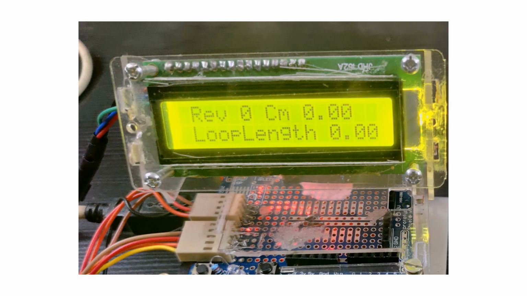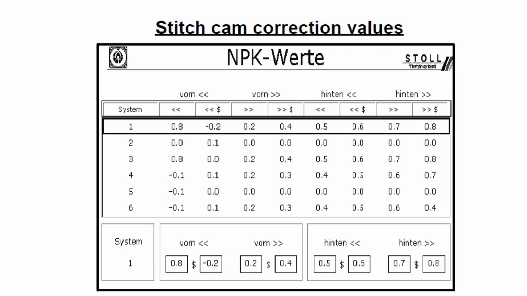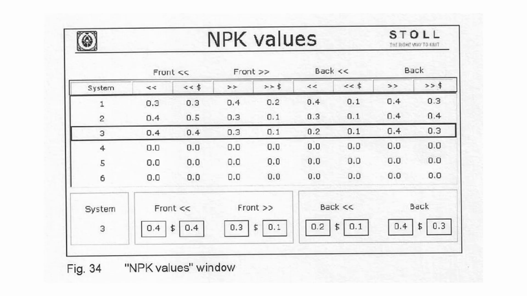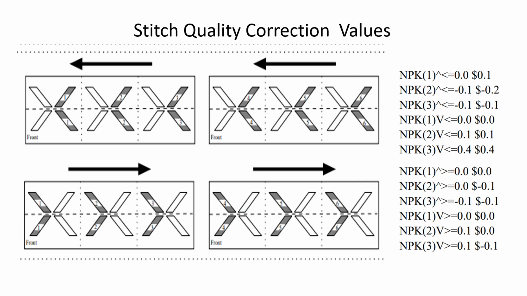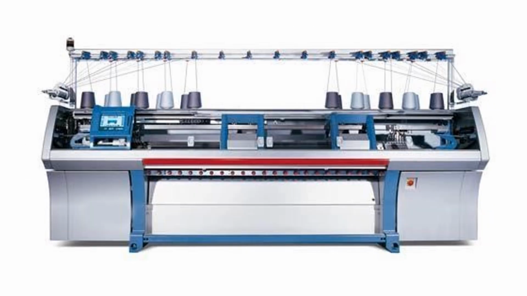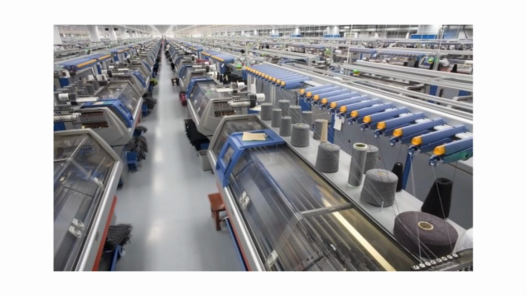In this video we will discuss how to use a small and inexpensive device to calibrate the machine systems to obtain the same stitch quality and the same loop length, not only on different systems of the same machine, but on all systems of all machines on the production floor.